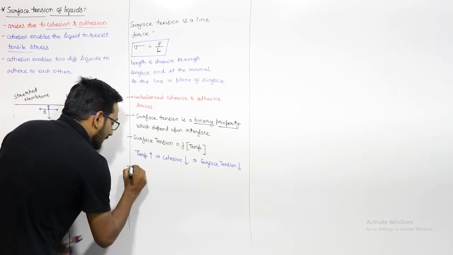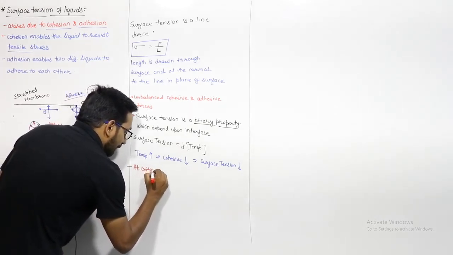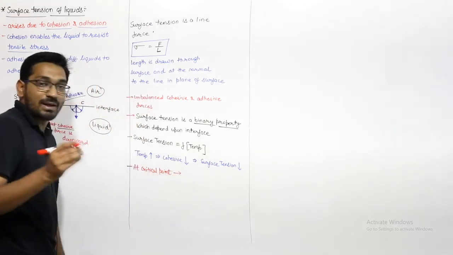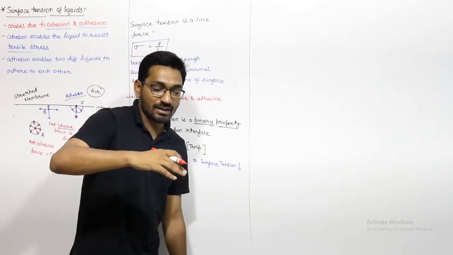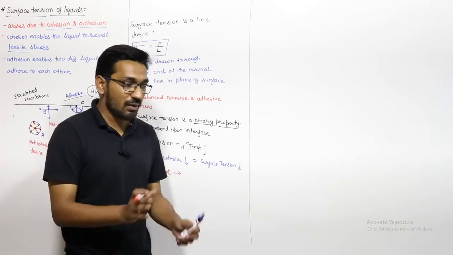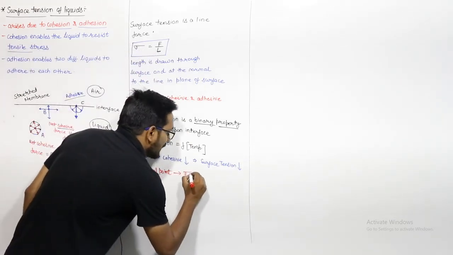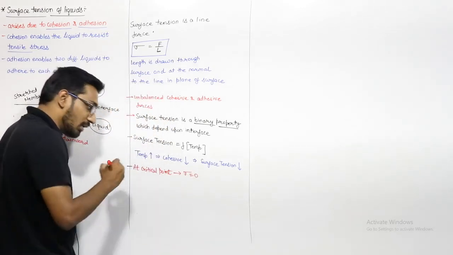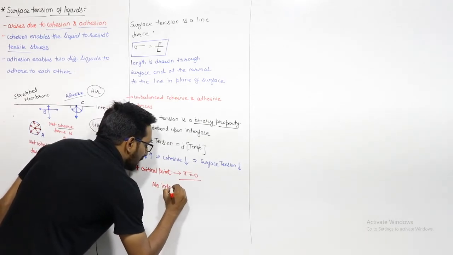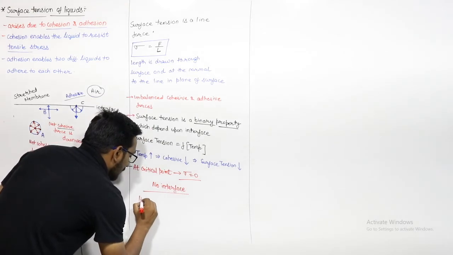And if we talk about the critical point, the critical point is that point where liquid will directly convert into gas without absorbing any heat. We know this from the basic concept of thermodynamics. So at the critical point your surface tension is 0, because at the critical point there is no interface.